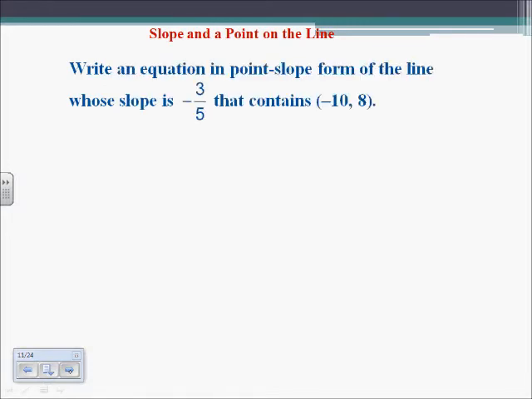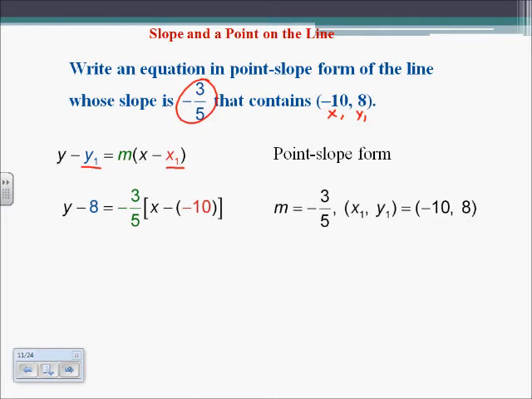Alright, example: write an equation in point slope form of a line whose slope is negative 3/5 and contains the point negative 10, 8. Walking through our steps here, we know that we have our point slope equation as y minus y1 equals m quantity x minus x1, where the y1 and the x1 are the specific point that we're dealing with. Seeing as how we know that our slope is negative 3/5 and our point, again, x1, y1, we can replace in the information that we do know.